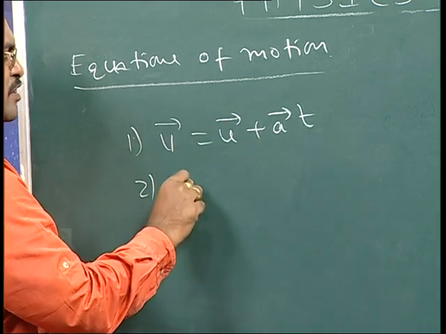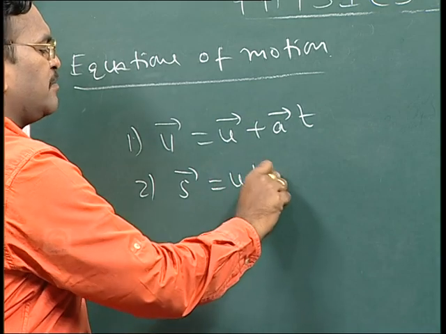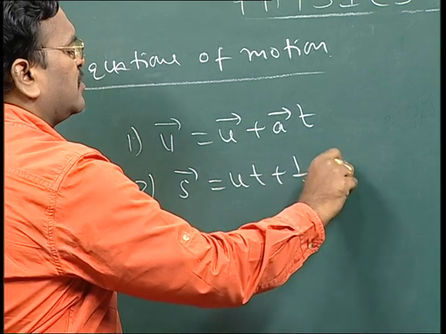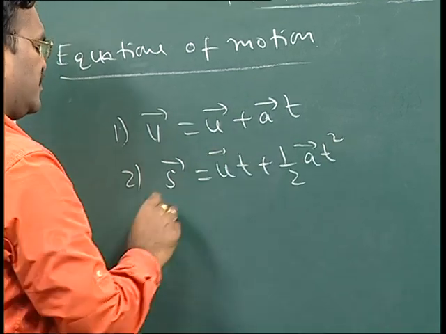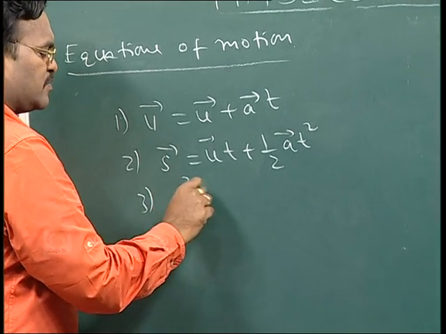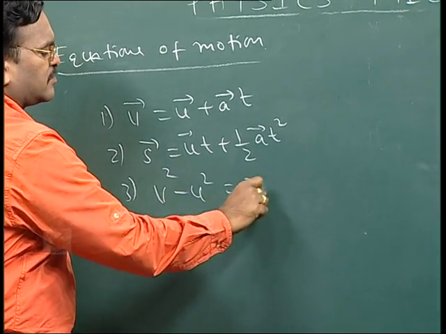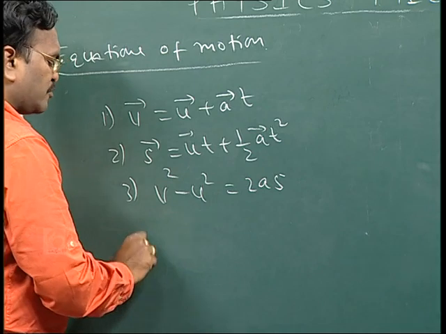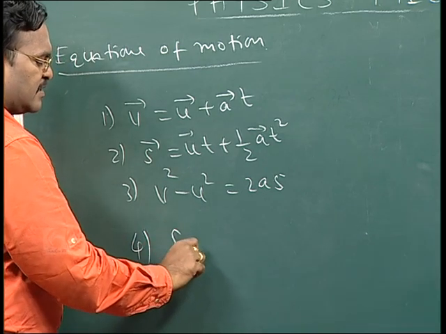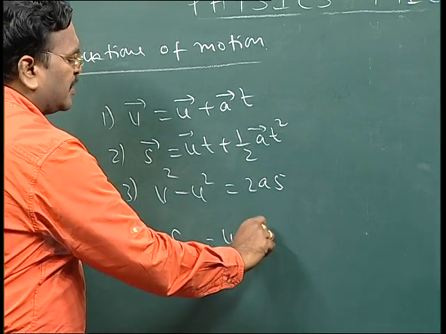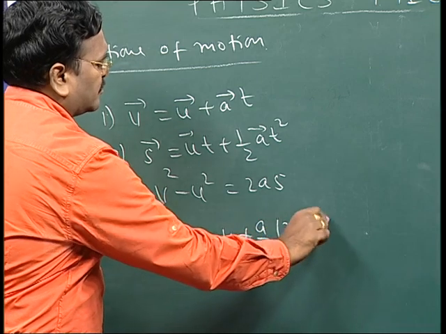Second equation of motion, S bar is equal to what? U t plus half A t square. Third equation of motion, what is that? V square minus U square is equal to 2AS. Fourth equation of motion, S nth is equal to what do we write? U plus A by 2 into (2n minus 1).